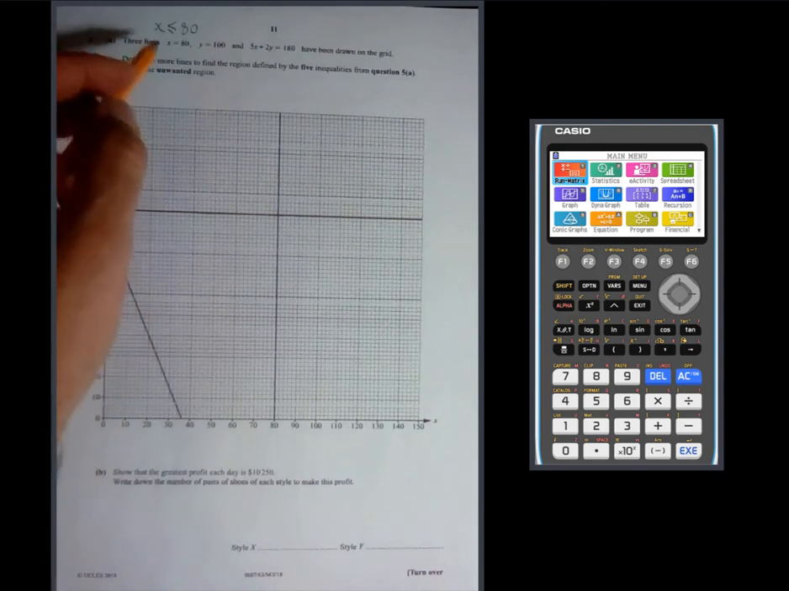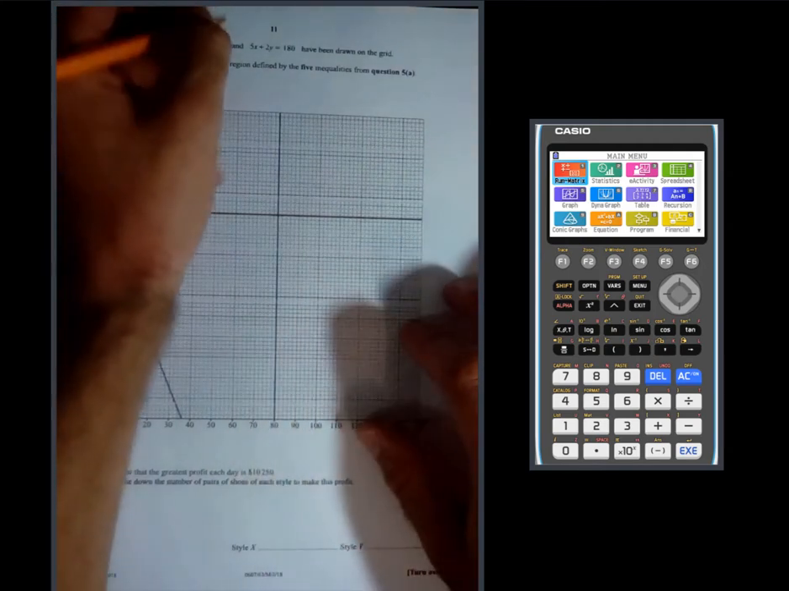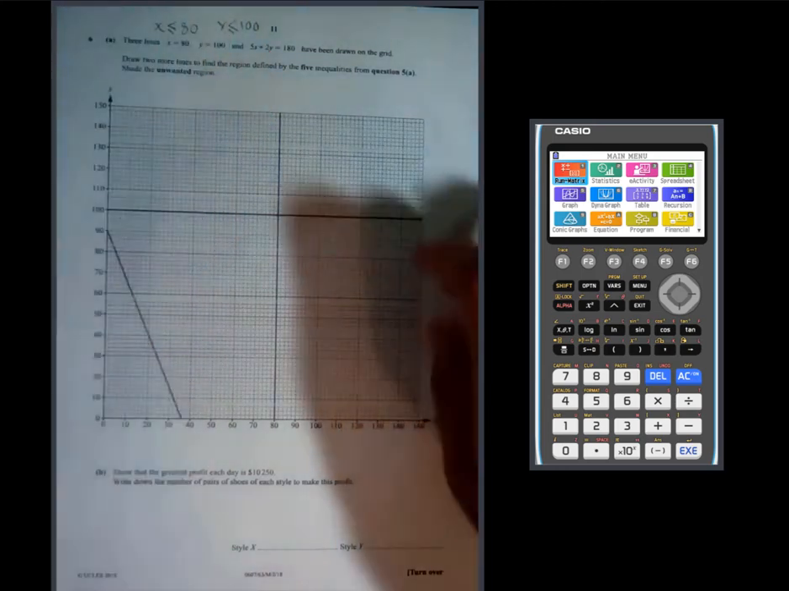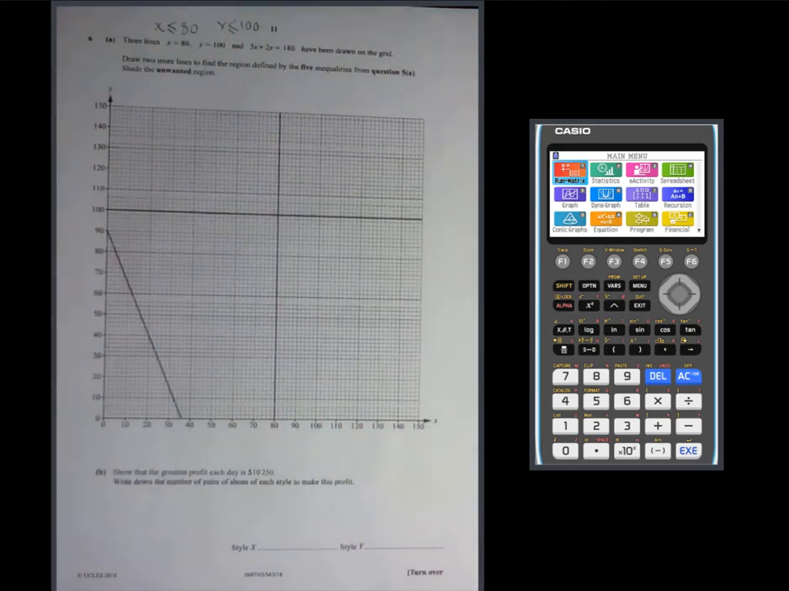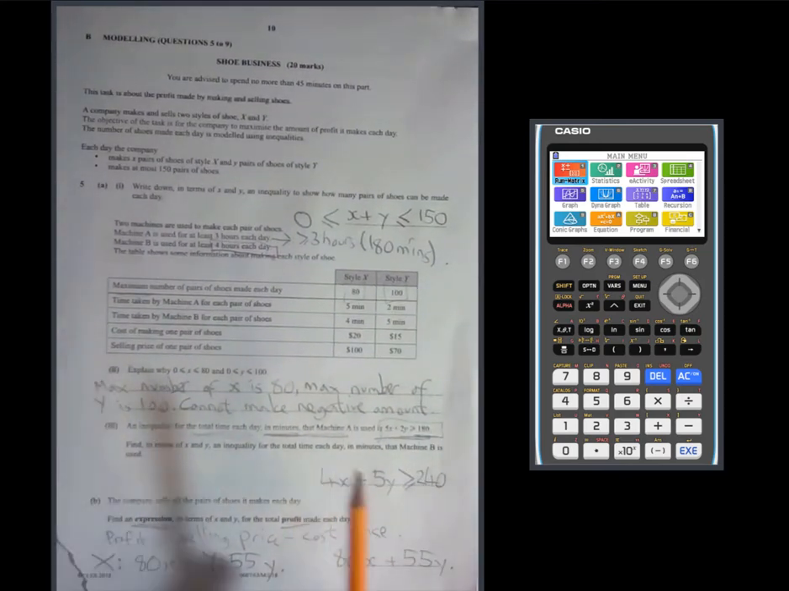So we want x is less than or equal to 80, so we would end up shading the unwanted region, which I'll do in a bit. Style Y, remember we had a maximum of 100 pairs of style Y that we could make, so this corresponds to y is less than or equal to 100. 5x plus 2y equals 180. If you remember, if I can just put this over here, that was from here.